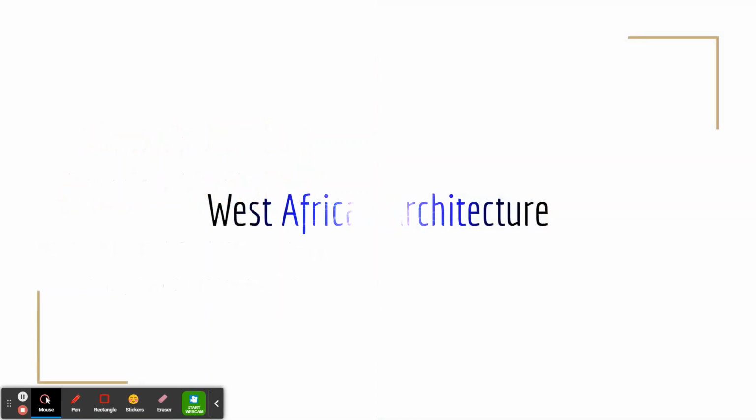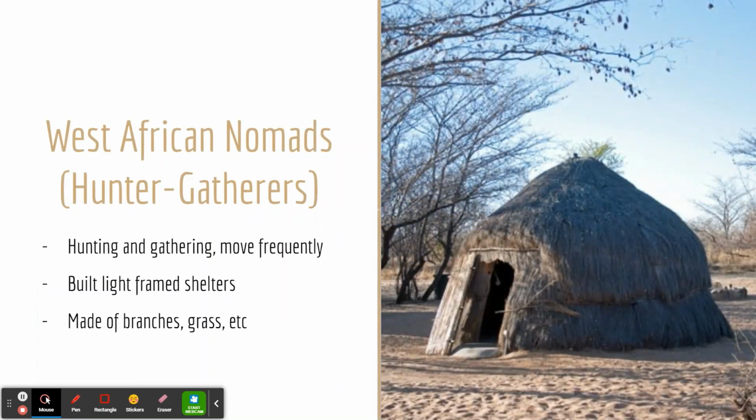West African architecture. West African nomads, or hunter-gatherers. Due to their hunting and gathering, they move frequently. They built light-frame shelters made of mostly grass, branches, etc. On the right, here is a shelter of a West African nomad. As you can see, it is covered with a lot of grass and the inside is made of branches.